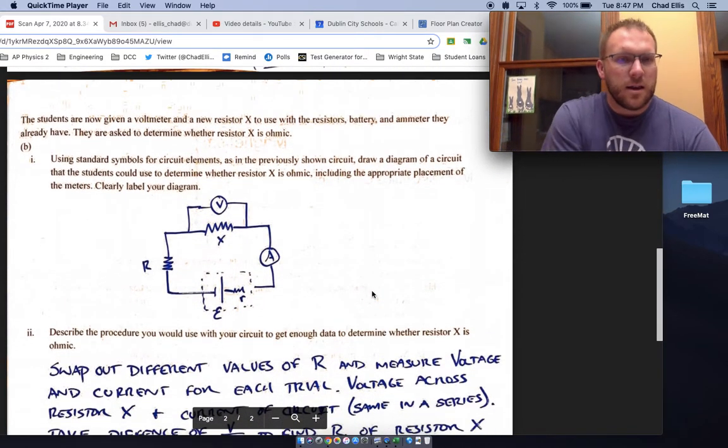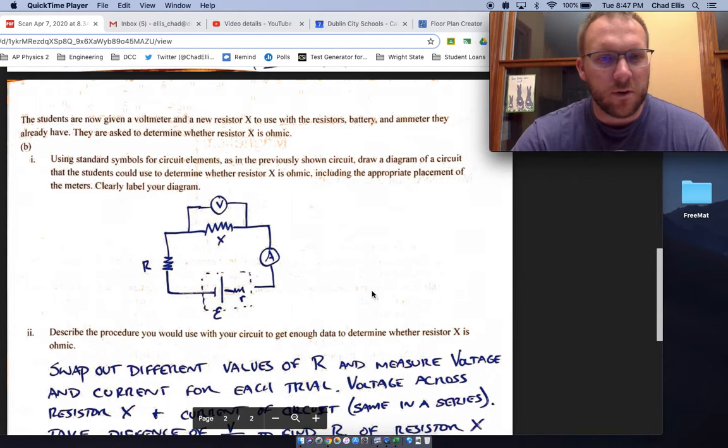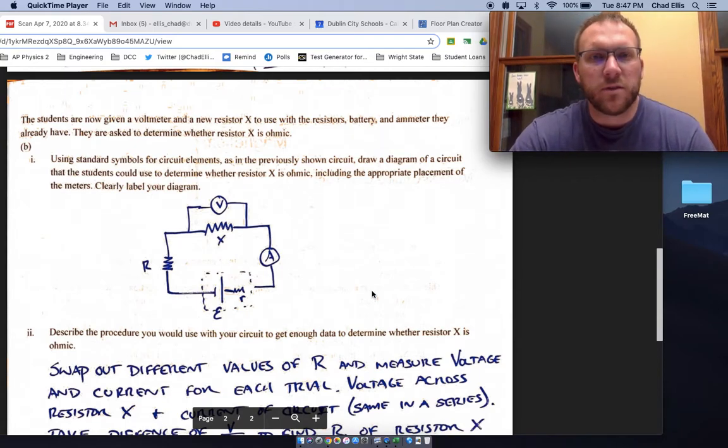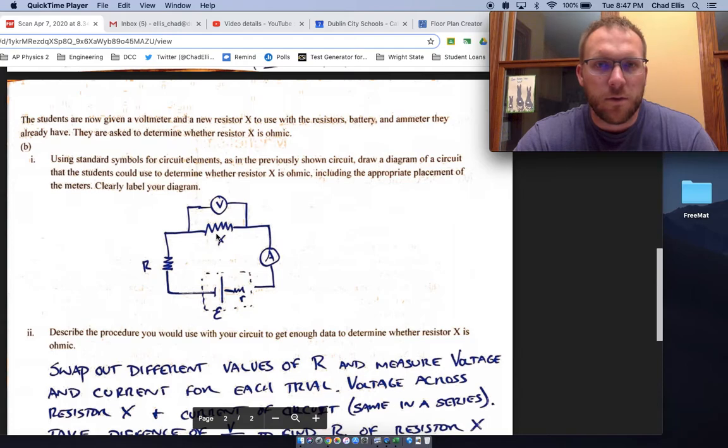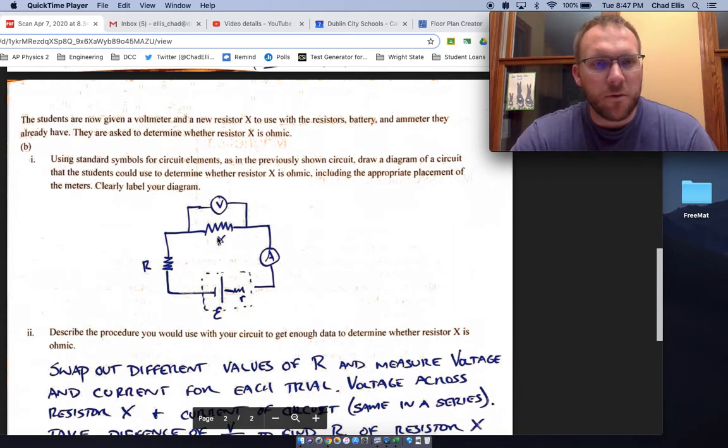Second part then, it asks if we had an unknown resistor X, how would we want to set it up to see if it's ohmic or not? What we basically want to do is run a number of different currents through that resistor and measure the voltage. How we're going to do that is a simple series setup. R, we're going to change. We're going to measure the voltage just across this resistor here. And because it is a series circuit, it really doesn't matter where I put my ammeter, because that current is going to be the same always through X, okay?